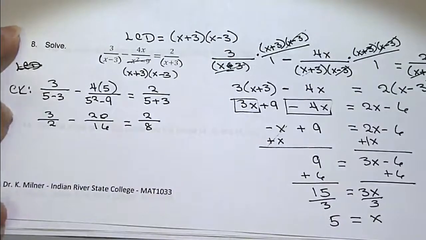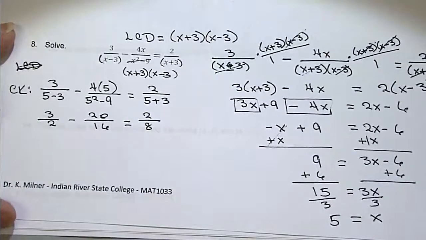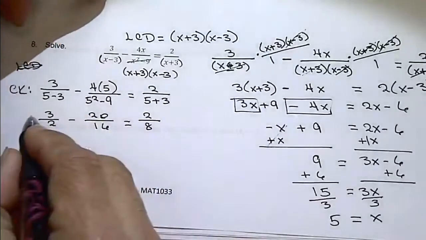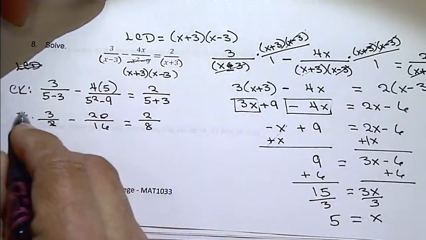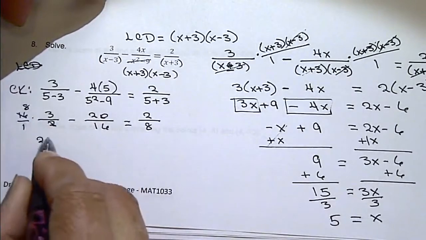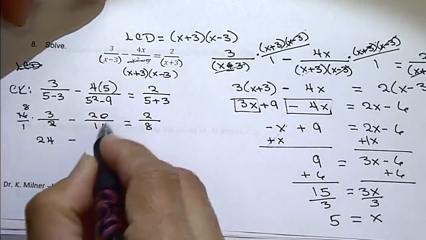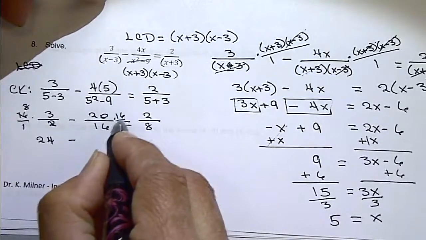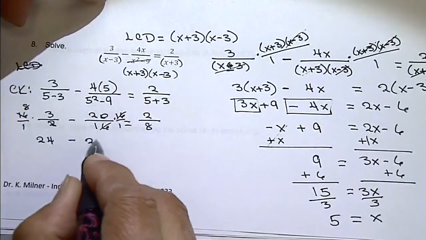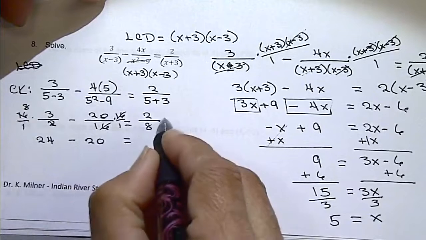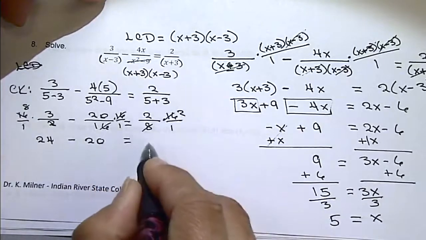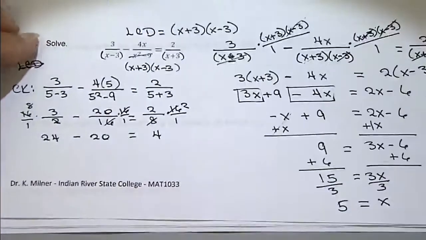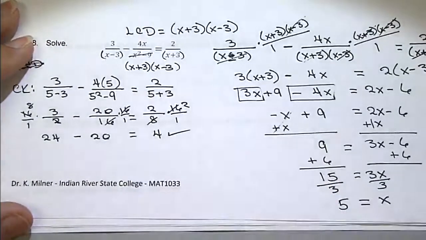Now, I'm at the same place I was before, clearing the fractions. Multiply everything times 16. This times 16 will cancel out. And that is 8 times 3, which is 24. Minus, well, this times 16 is going to be minus 20. And that's going to equal this times 16, which is going to be equal to 4. Well, 24 minus 20 equals 4. Yes, it does.